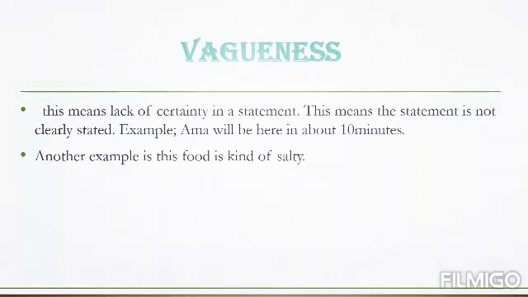Vagueness. This means lack of certainty in a statement. This could mean the statement is not clearly stated. Example, Amma will be here in about 10 minutes. Another example is this kind of food is sold.